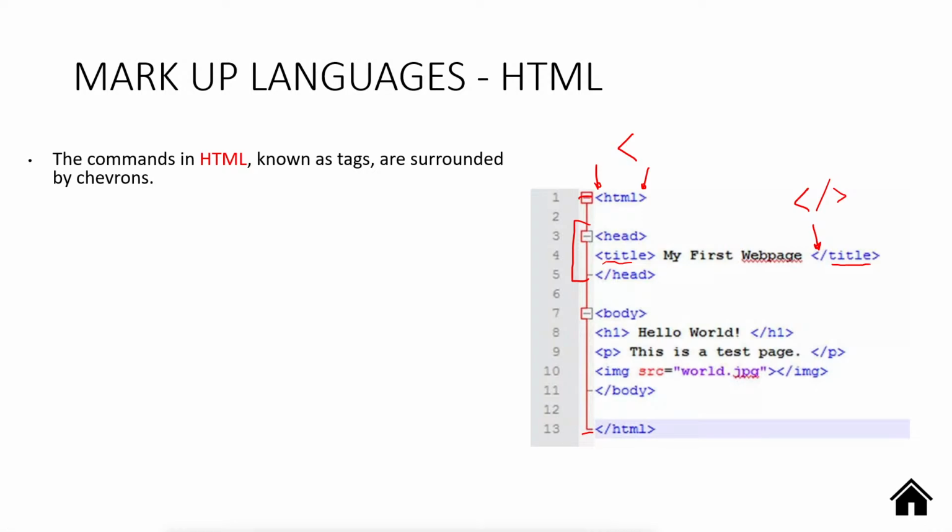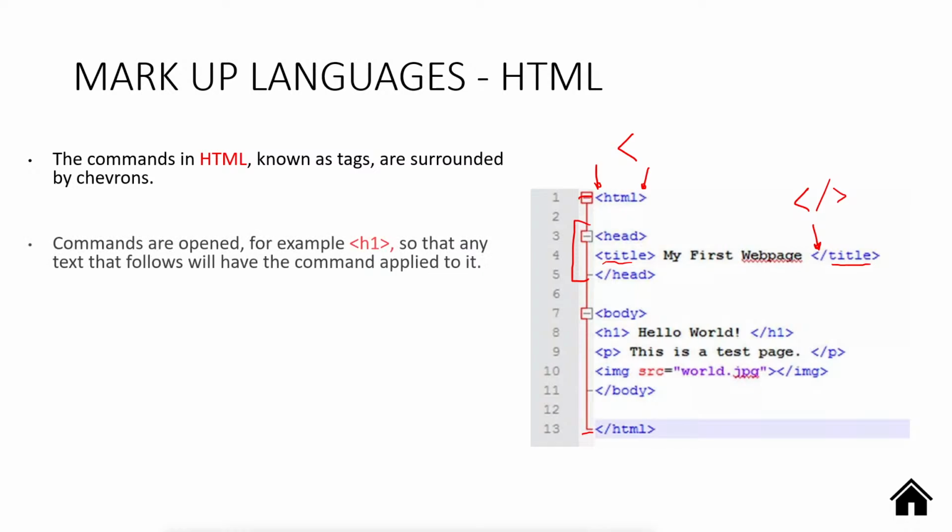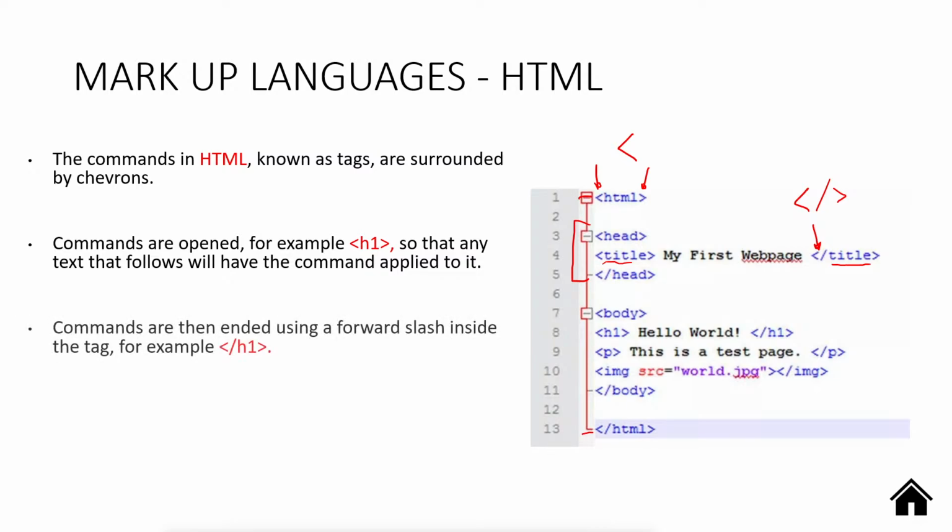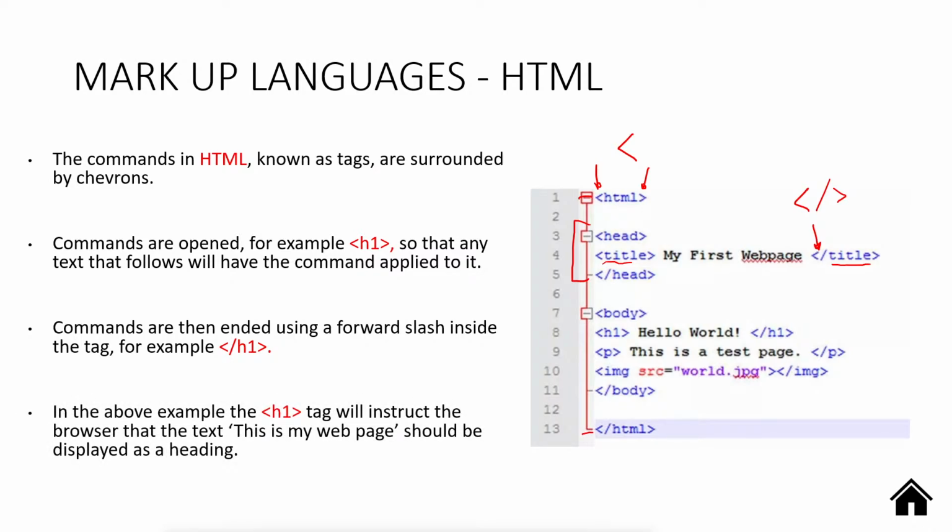So the commands in HTML are known as tags, and they're surrounded by chevrons. And commands are opened, for example, H1, that's a header tag, so it displays a header in a web page. So everything that's inside of H1 will display as a header. Commands are then ended with a slash inside, like I said before, and then in the above example, the H1 tag will instruct the browser that the text, "This is my web page," should be displayed as a heading.